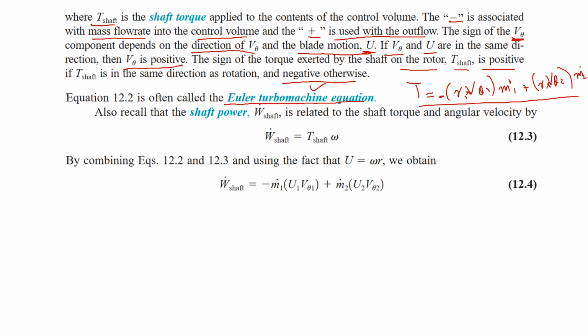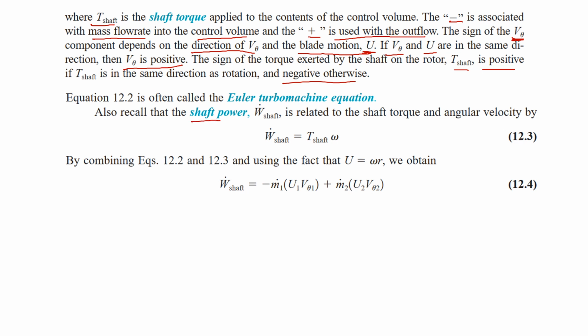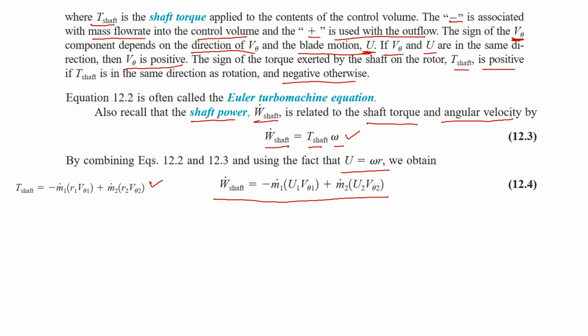Now we can also relate this to work, because we know that work is equal to torque multiplied by the angular velocity. So shaft power is related to shaft torque and the angular velocity. If we multiply the shaft torque with the angular velocity and combine it with the Euler turbomachine equation that we previously derived, we will have this equation right here for our shaft power.